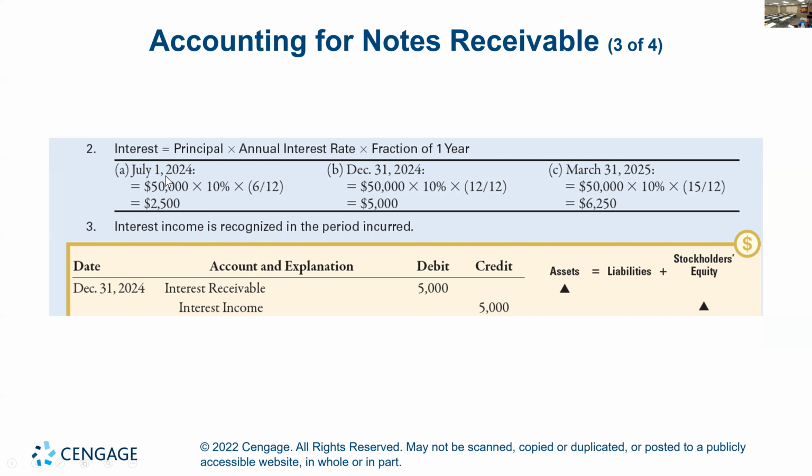July 1st, how much interest would they earn? 50,000 times the 10% annually times 6/12, that's 2,500. If it was a year, they would get 5,000 in interest, 50,000 times the 10%. And here it's 15 months, so it's 6,250.